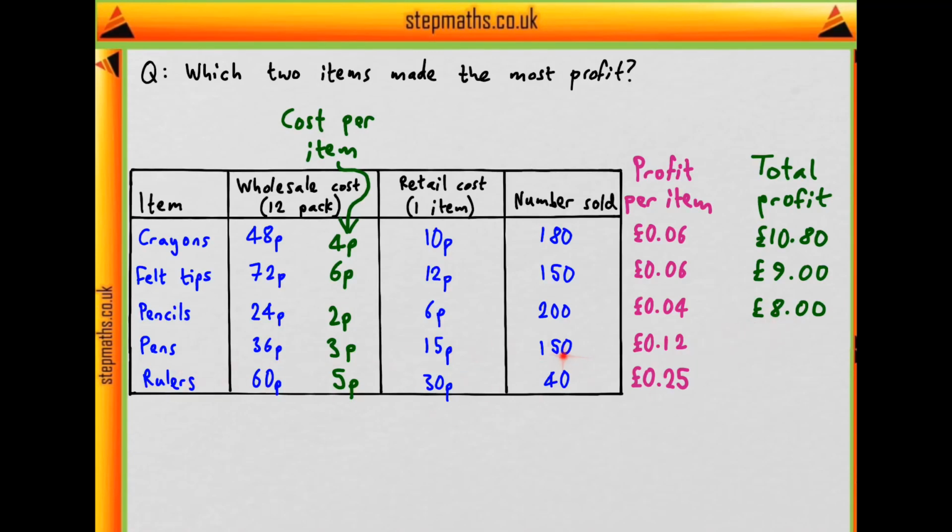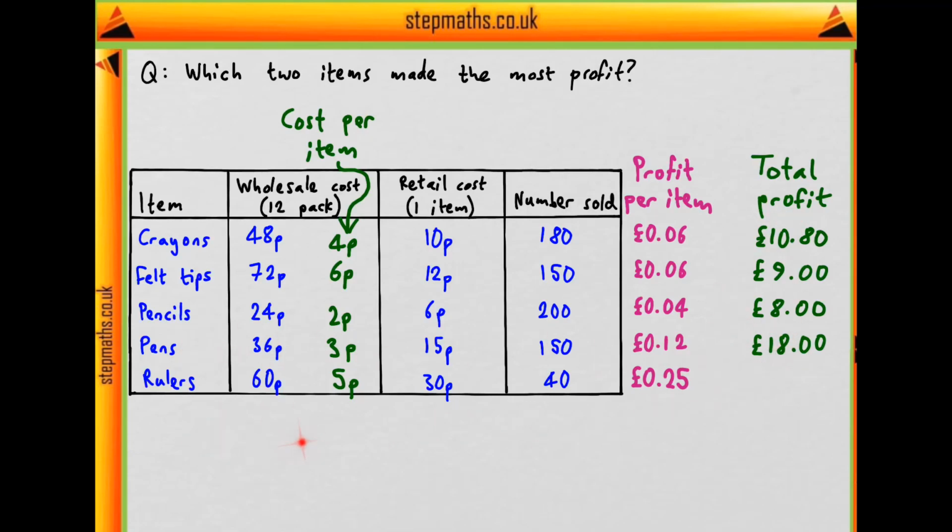Then we sold 150 pens, each making 12p. What's 150 times 0.12? Well, times 0.1 would be 15. What's 0.02? That would be 3. 15 plus 3 is 18. So we made a hefty £18 profit on the pens.